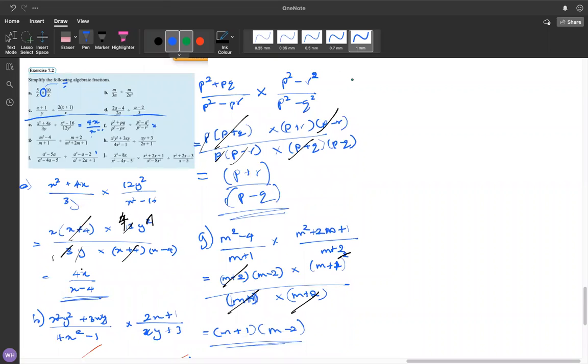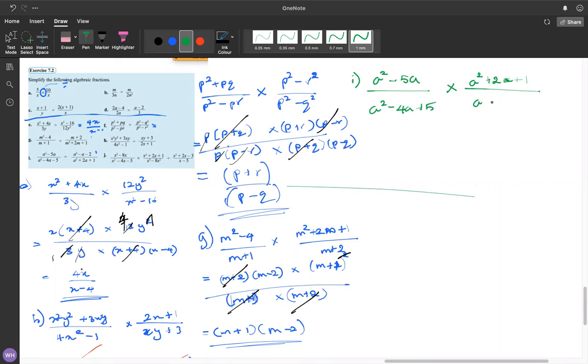Question I. A squared minus 5a upon a squared minus 4a plus 5, times a squared plus 2a plus 1, divided by a squared minus a minus 2.